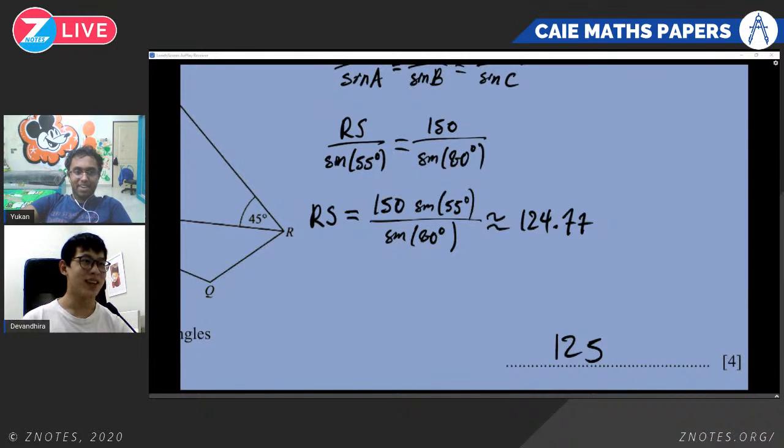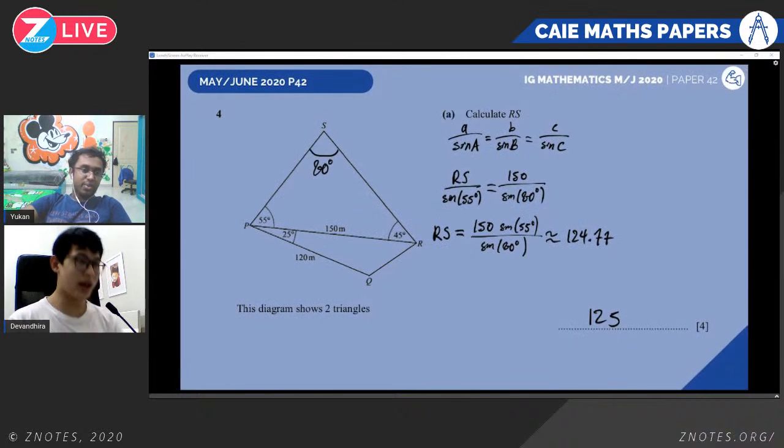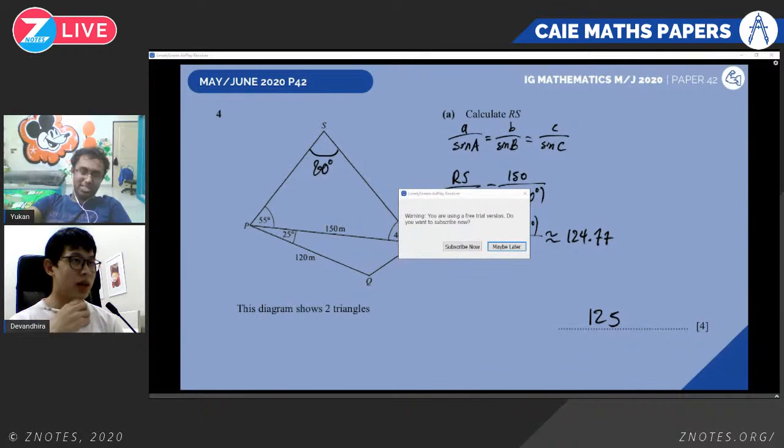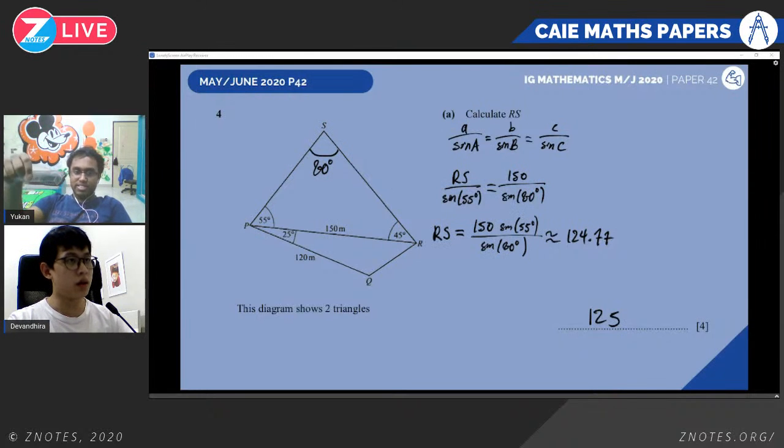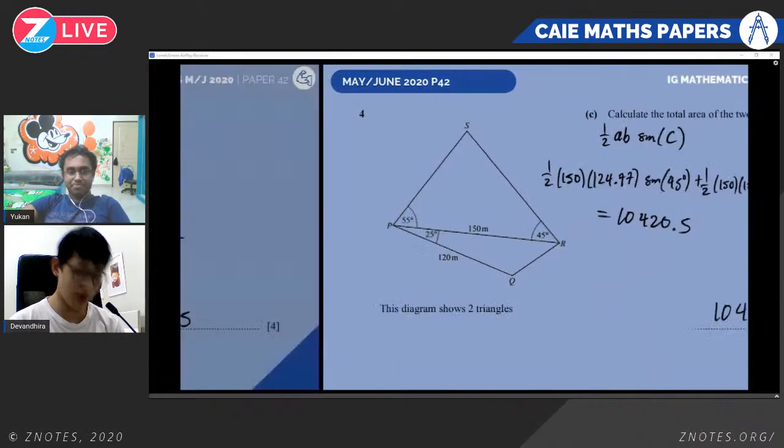Anything you want to add? Oh yeah, sorry, I do have something to add. If you have questions like this where you get some weird irrational number, they do allow 4 significant figures if you feel like it. But the standard is 3 significant figures, so we stick to that unless they say otherwise.